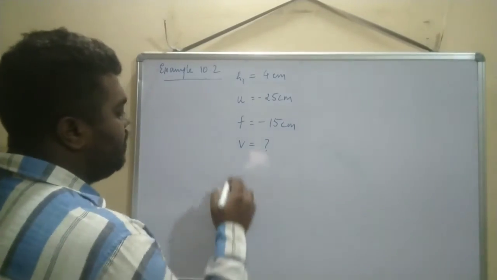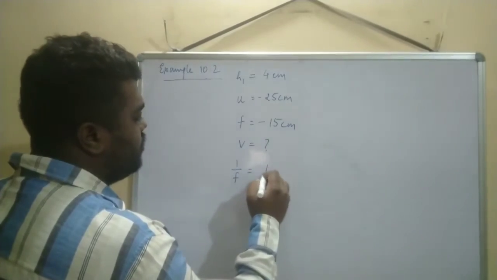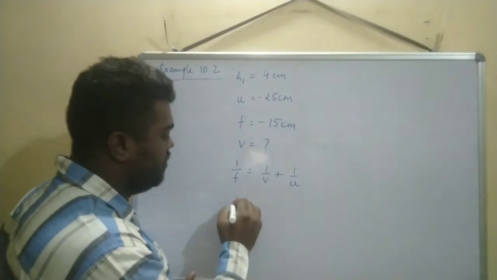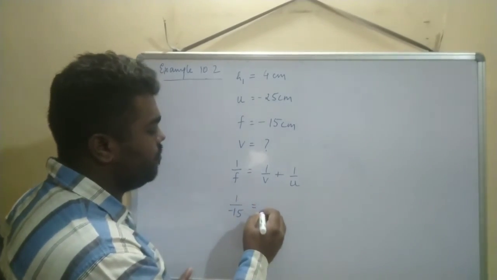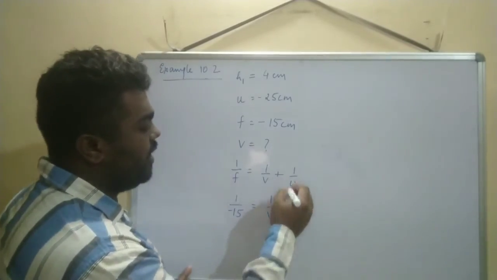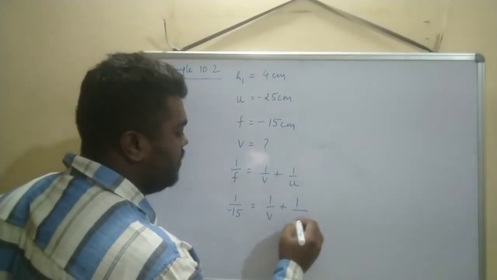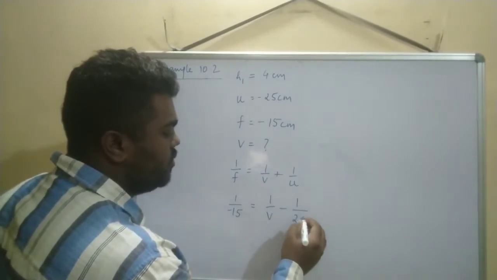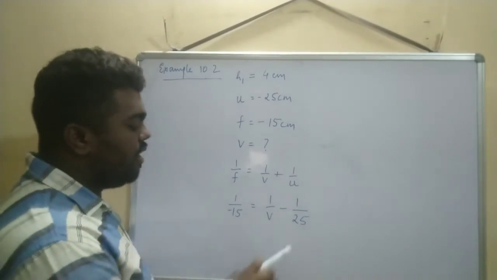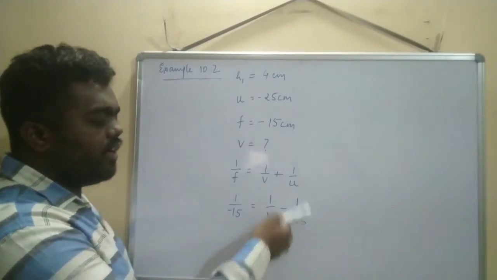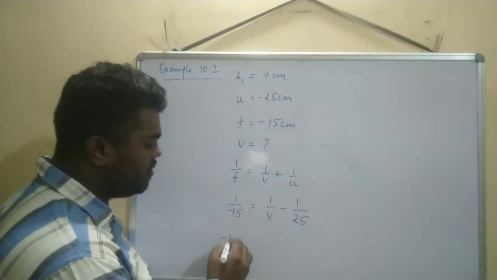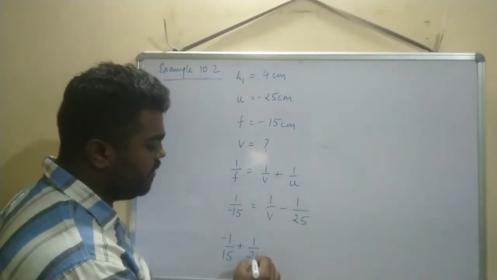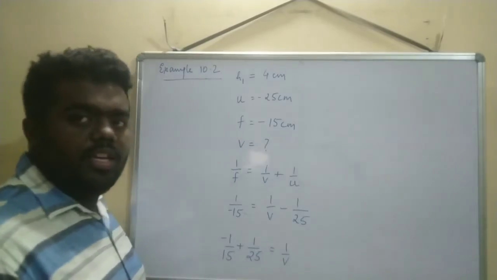We know from the mirror formula, 1 by f is equal to 1 by v plus 1 by u. f is directly given, we will keep the value minus 1 by 15. v is required and u is given, minus 25. I am replacing this plus by minus, because plus times minus becomes minus 1 by 25. Now I am taking this minus 1 by 25 to the left side, it becomes plus. So minus 1 by 15 plus 1 by 25 is equal to 1 by v.